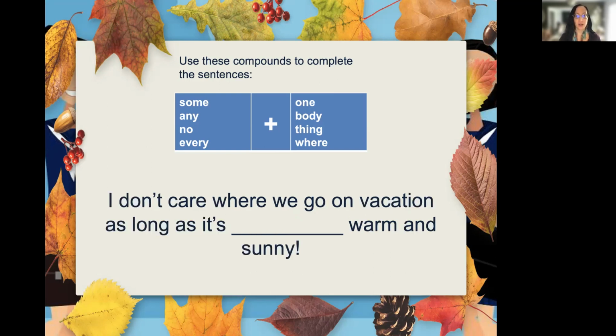I don't care where we go on vacation as long as it's blank, warm, and sunny. Okay. I don't care where we go on vacation as long as it's somewhere warm and sunny. Okay.